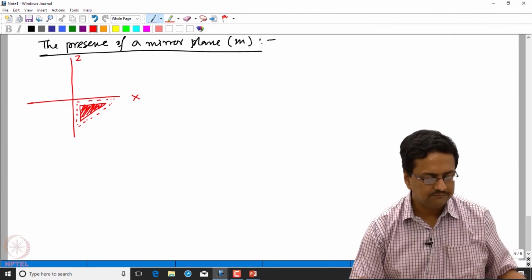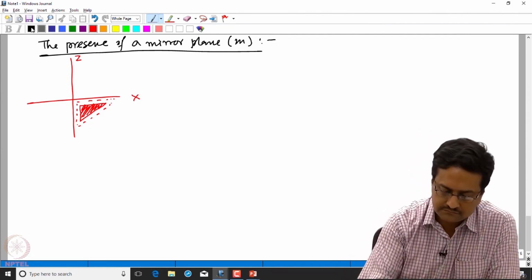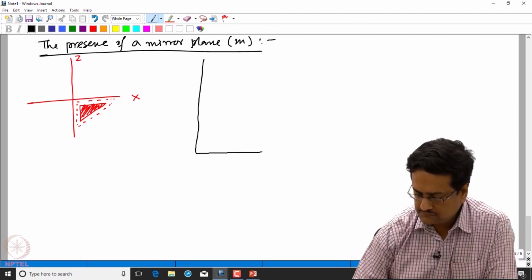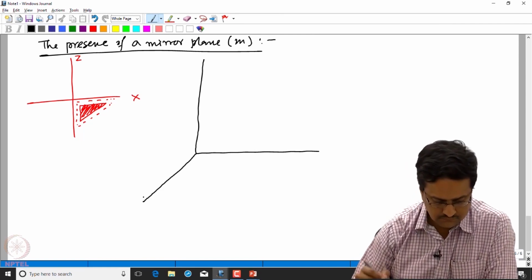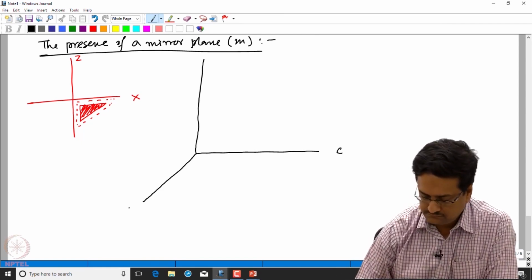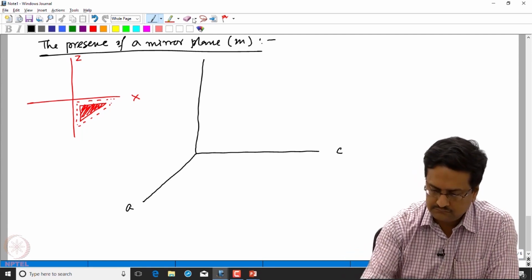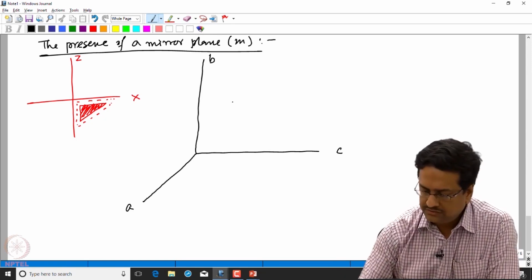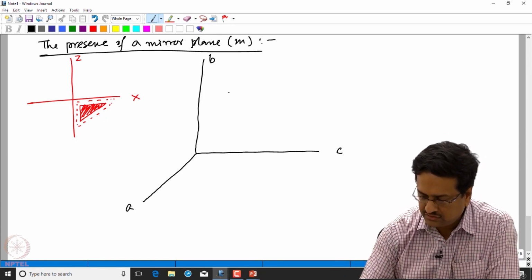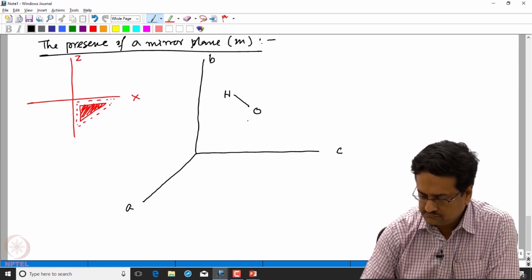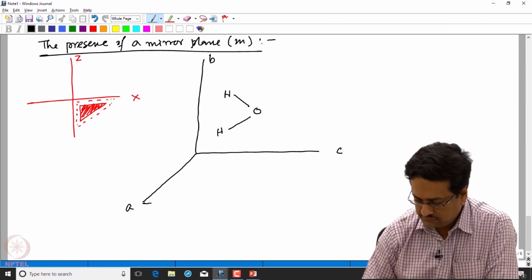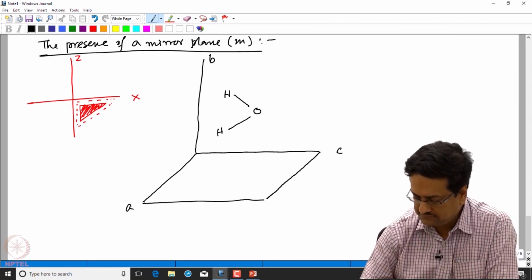So what does it mean? It means that if I draw it in 3D, suppose my molecule is a water molecule, the corresponding mirror plane is here. This AC is my mirror plane.